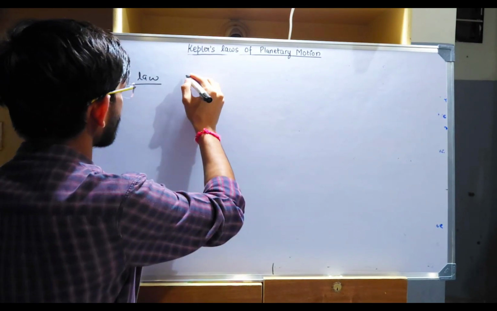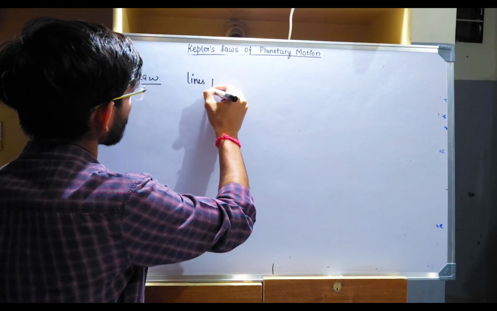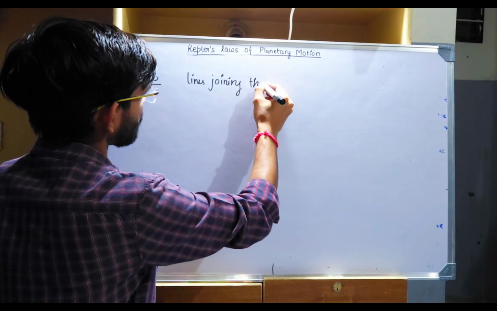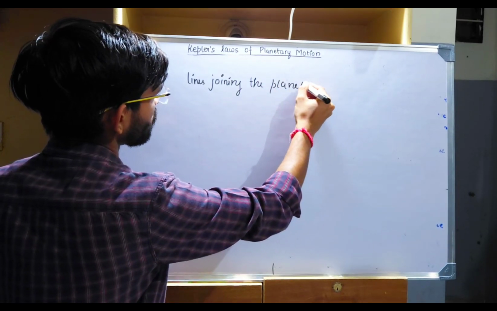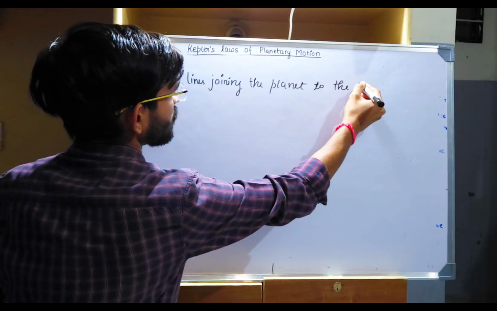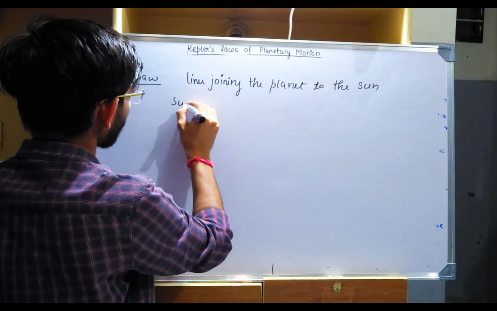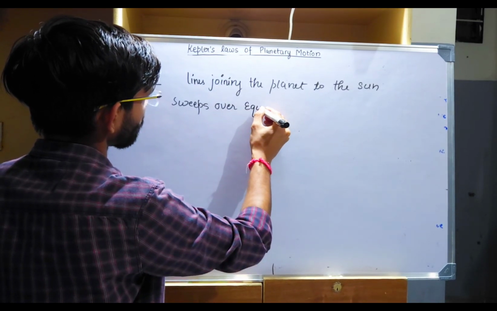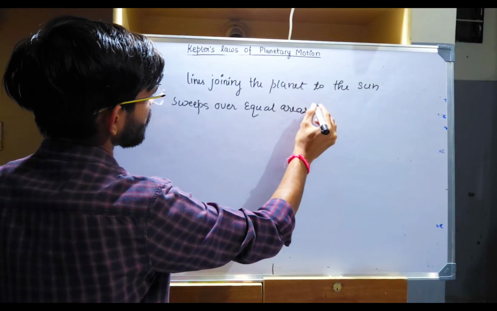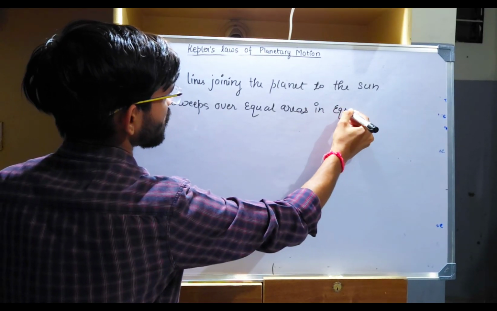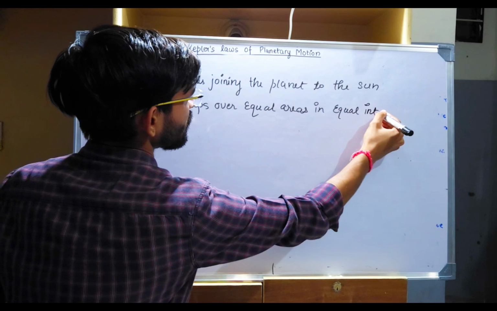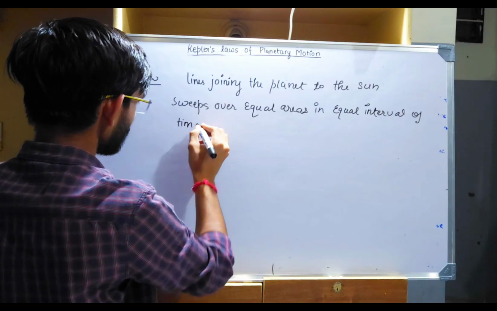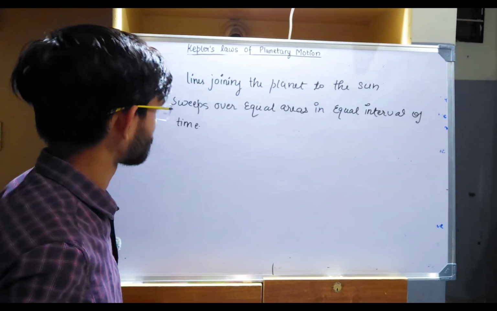According to second law of Kepler, lines joining the planet to the sun sweep over equal areas in equal intervals of time. What is the meaning of this statement?